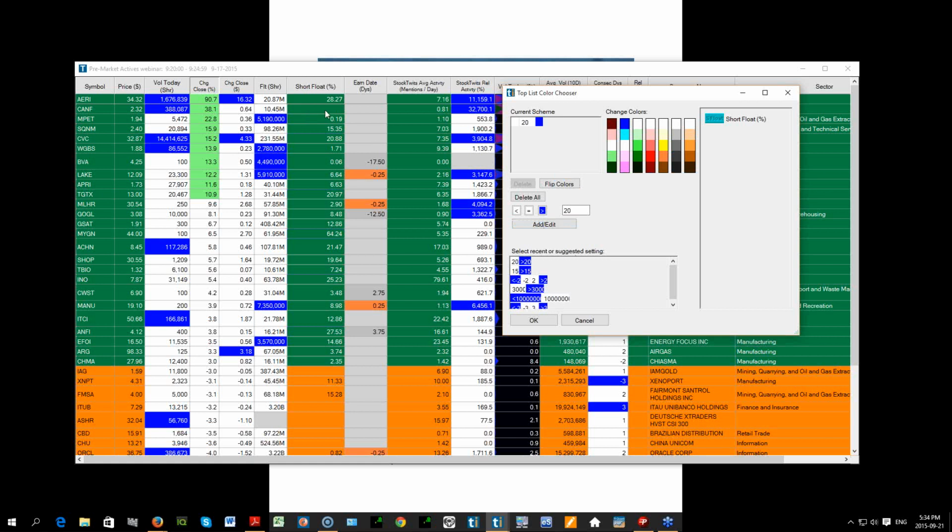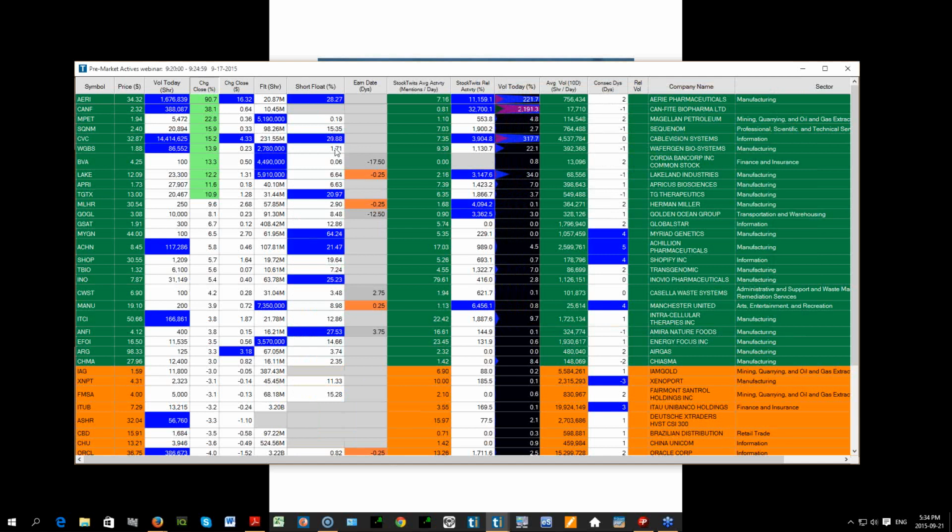Now once I say okay, these all change back to the way I like to see. Look at this one, 64% short float. That's incredible. I like to look at this, and I've color-coded this one. I know I said I like everything in blue, but anything over 10% is going to be in this color. All this green just means that the stocks are at least 3% above the close, and these ones are at least 3% below the close.